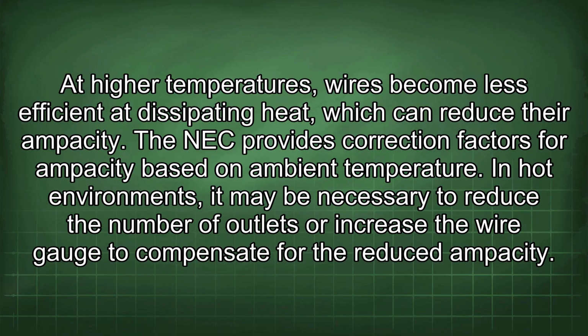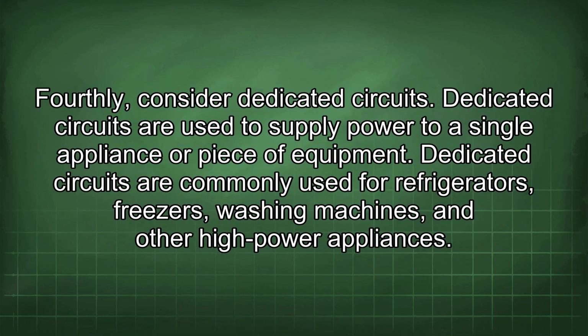Thirdly, the ambient temperature can affect the current carrying capacity of wires. At higher temperatures, wires become less efficient at dissipating heat, which can reduce their ampacity. The NEC provides correction factors for ampacity based on ambient temperature. In hot environments, it may be necessary to reduce the number of outlets or increase the wire gauge to compensate for the reduced ampacity. Fourthly, consider dedicated circuits.